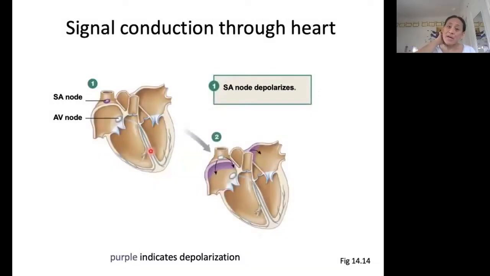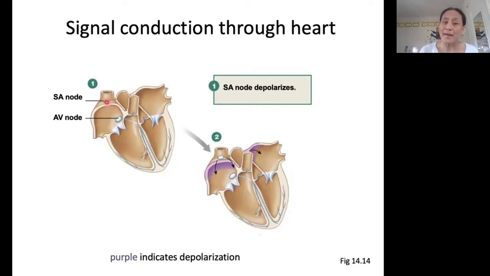Okay, so now let's take a look at the process by which the electrical signal generated by the SA node travels through the heart. Okay, so starting here. Oh, sorry. Before I move on with that, I just want to point out to you that in these diagrams, the purple is going to indicate depolarization. Okay, so our signal is going to start in the SA node.